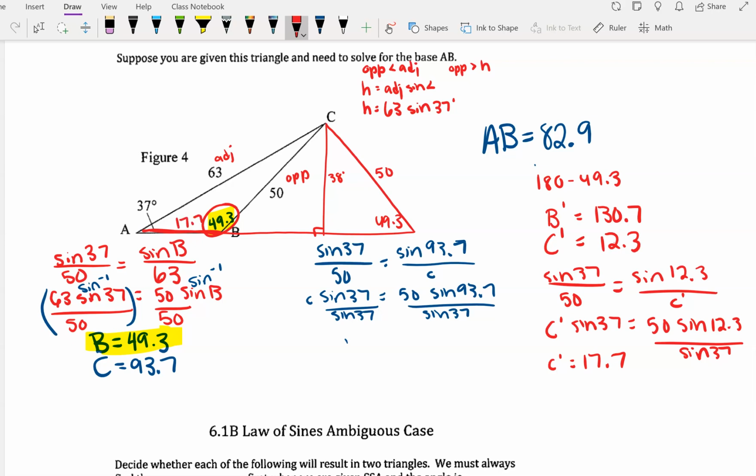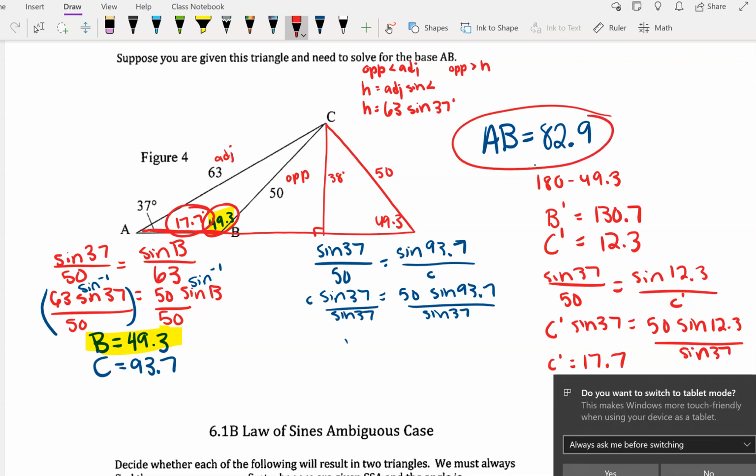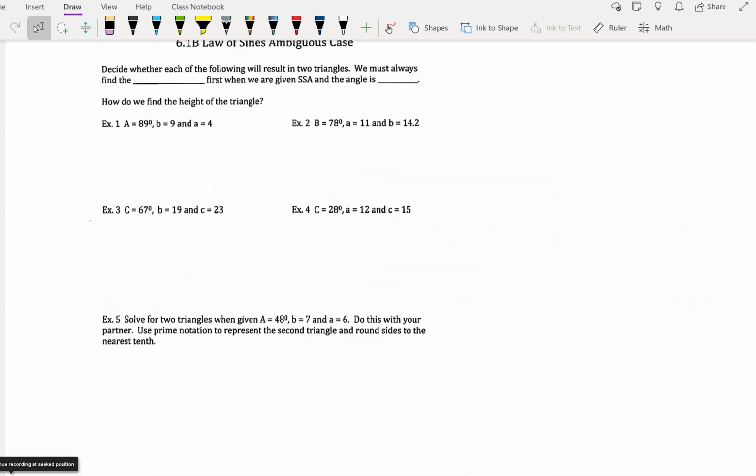I don't like to assume that the triangle is drawn to scale. It's a habit from when I used to be a formal geometry teacher, so we don't want to assume. That's why I found both of them. But likely what they're actually looking for as an answer would be 17.7 and not 82.9. So AB could be either of those, but based on the diagram, this seems much more realistic.